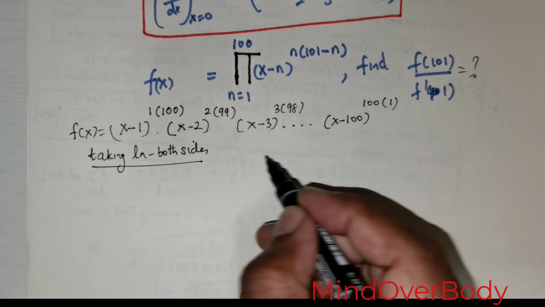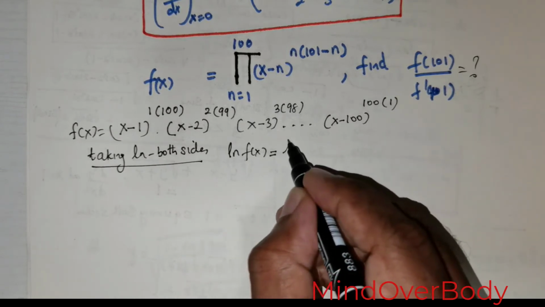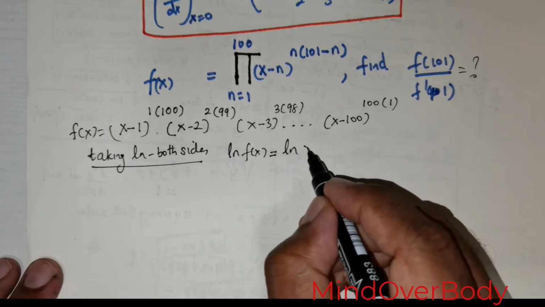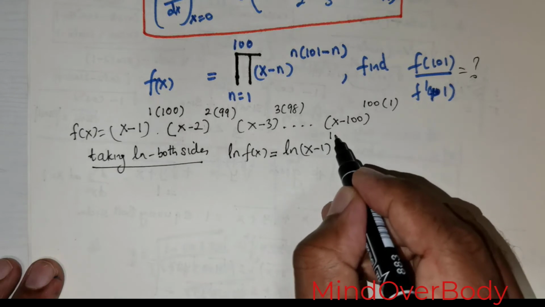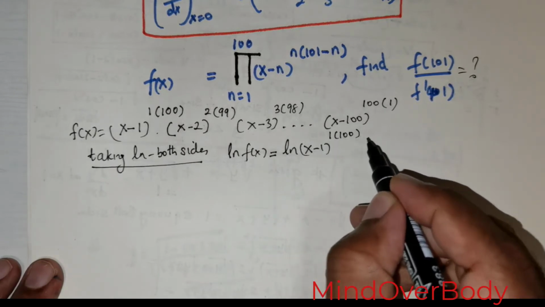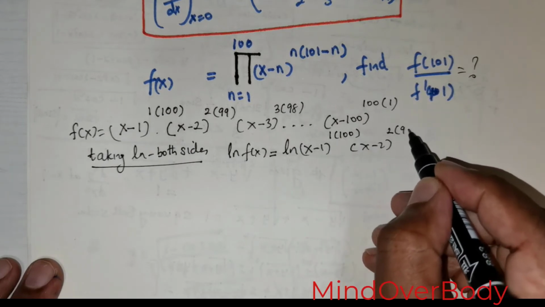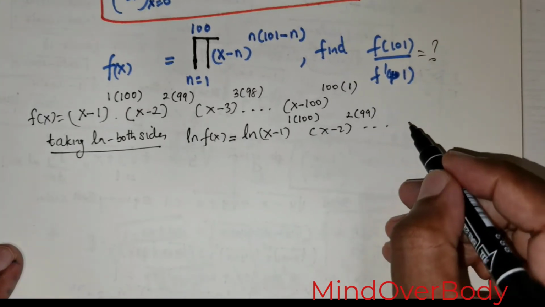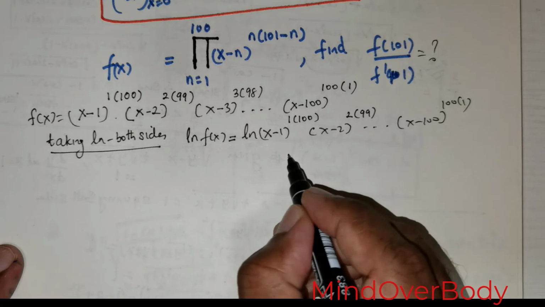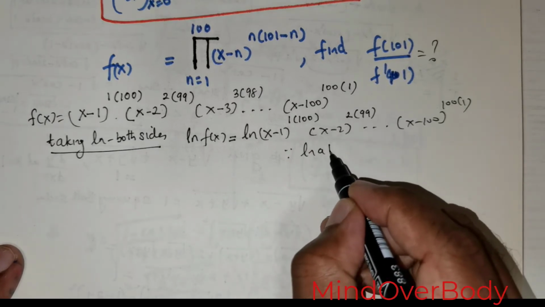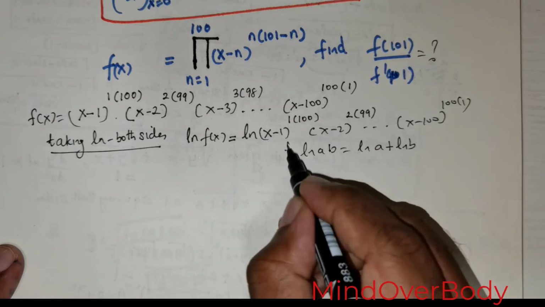So if I were to take ln both sides, I would get ln of f of x is equal to ln of this entire quantity: (x-1) raised to the power of 1 times 100, times (x-2) raised to the power of 2 times 99, etc., up until (x-100) raised to the power of 100 times 1. Now we know that ln of a times b is ln a plus ln b.